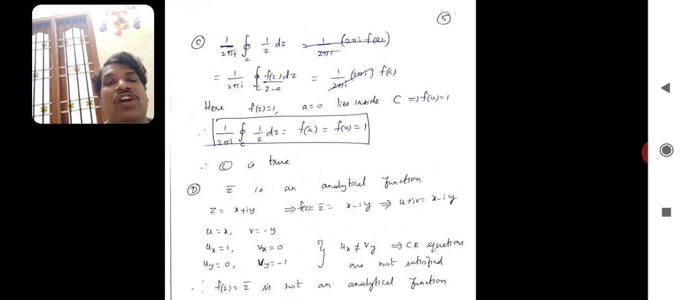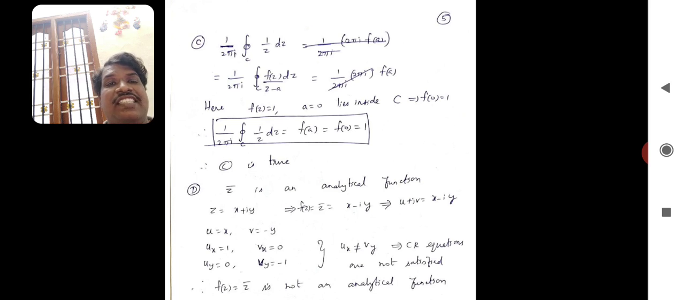In option D they have given that z bar is an analytic function, which is not true. So we can prove f of z equals z bar is a non-analytic function using the CR equations. To verify the CR equations, we want to find the real part of the given function f of z.